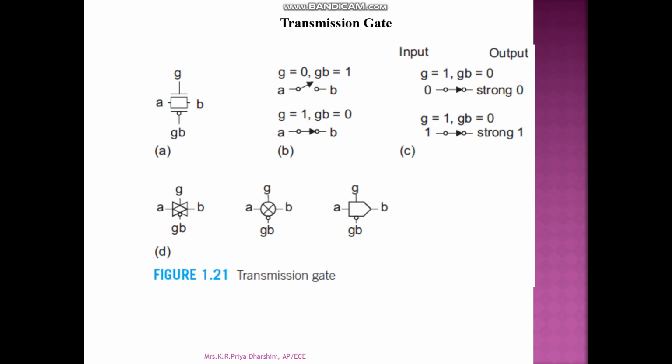Next is the transmission gate, which we are seeing with both the NMOS and the PMOS together. So this is a transmission gate diagram, using a symbolic representation. When gate is 0 and GB is equal to 1, the loop is open, and when gate is 1 and GB is equal to 0, the loop is closed. So it passes strong 0 and it passes strong 1.